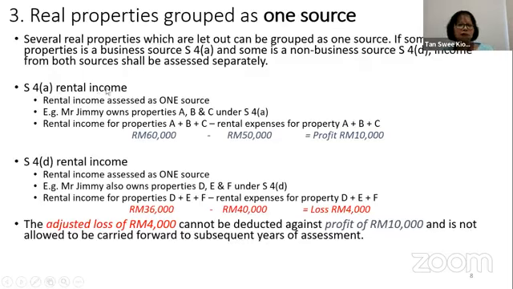For Section 4A rental income, if you make a loss and you have other sources of income, you can offset it with them, or if there is no other source of income, it can be carried forward to next year.